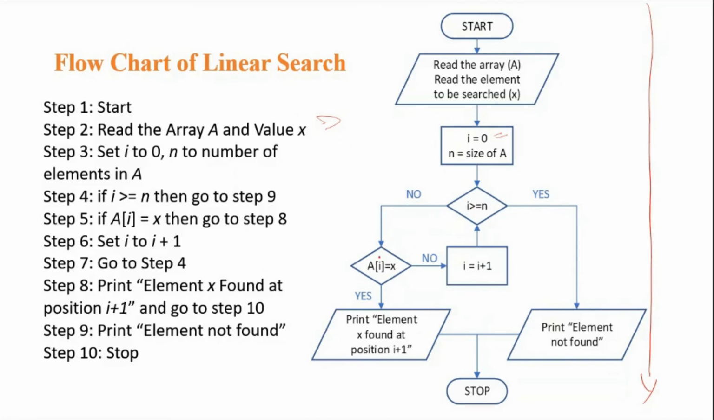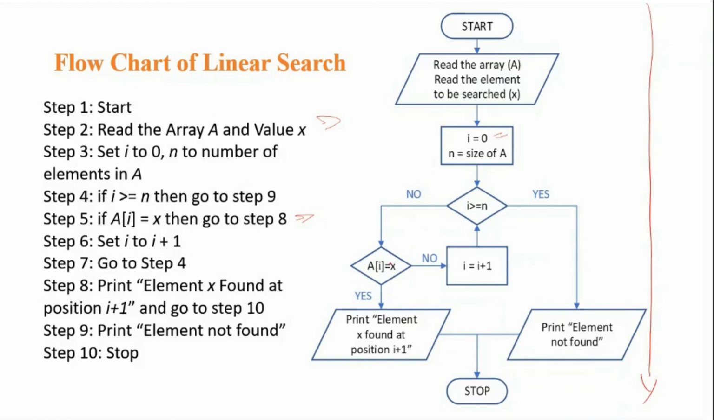in that case we check whether A equal to x. If A equal to x, then we go to step 8, that is yes, print element x found at position I plus 1. So this is being done. Once this is printed, again we stop.